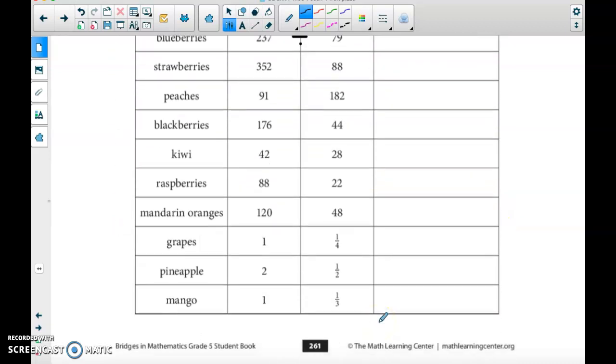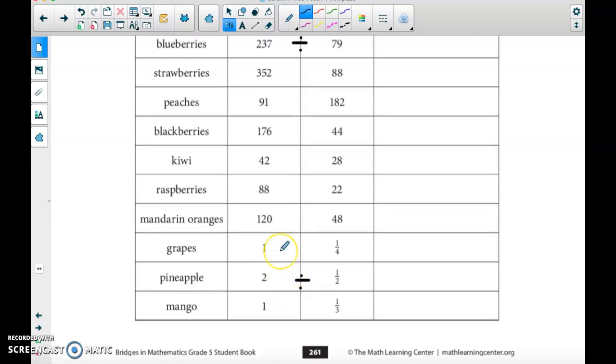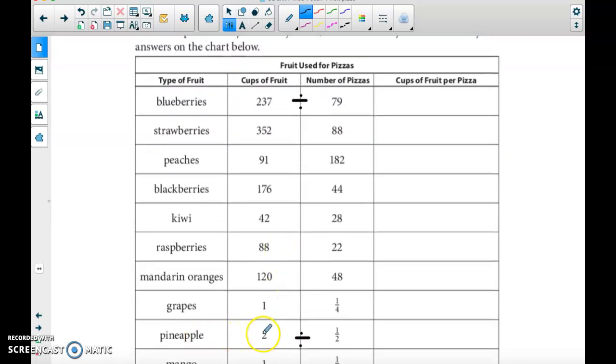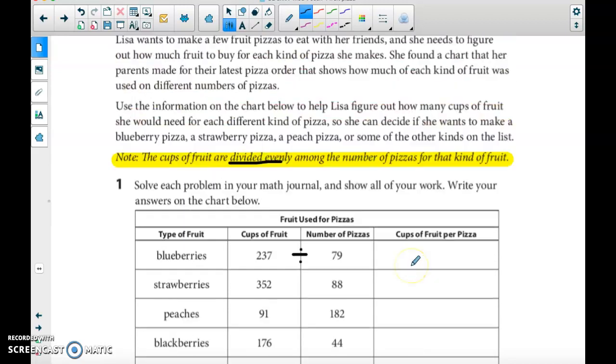So like if I look down here, this is a problem, right? So I have 2 cups of pineapple. I need half a cup of pineapple in each pizza. So how many groups of 1/2 are in 2? Right? 2 divided by 1/2, that would give you 4. So I would put 4 over here because that's how many cups there would be per pizza. Right. So hopefully that makes sense.